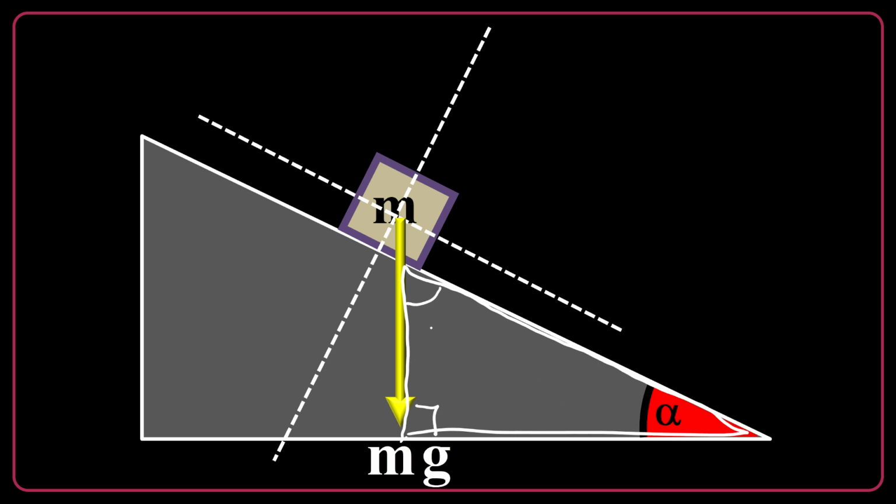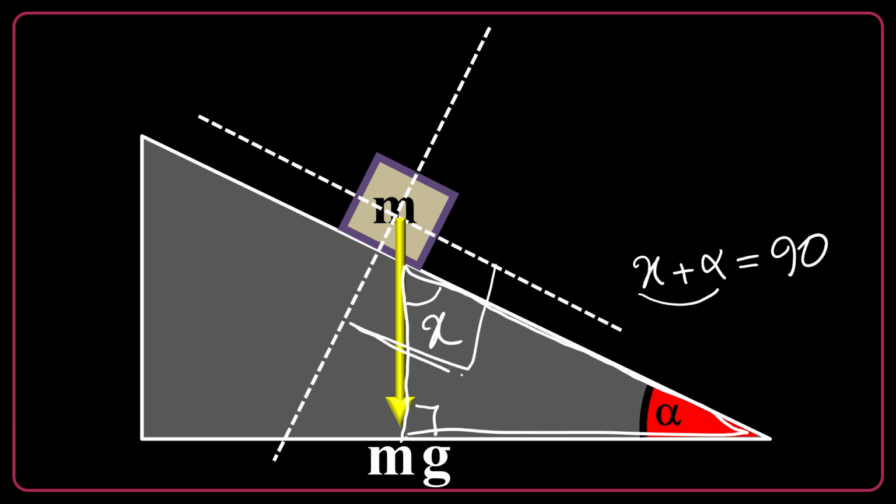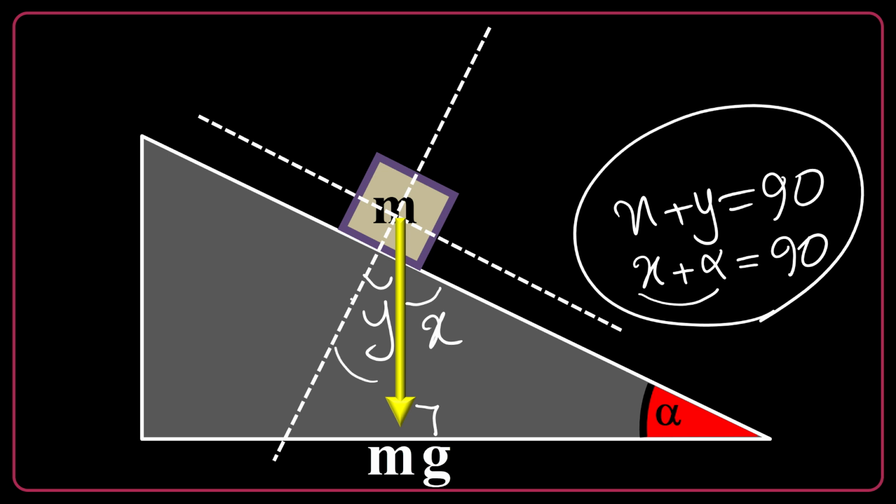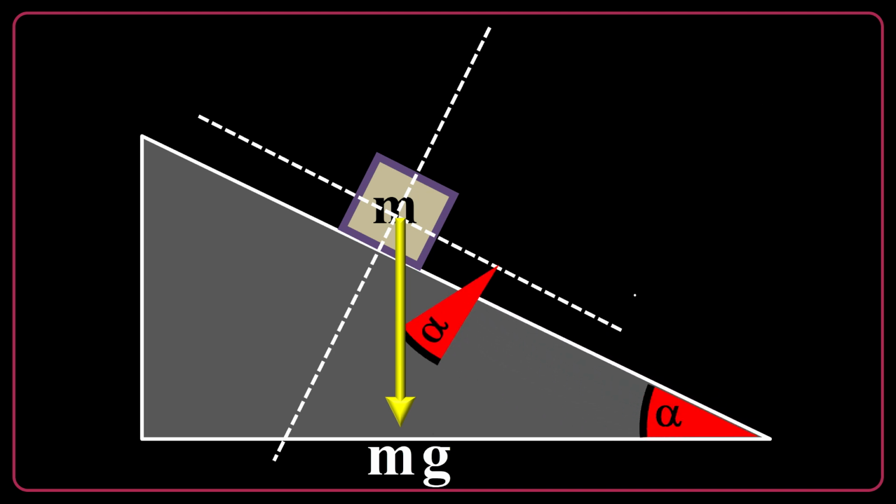So if I take this angle to be x, I believe that x plus alpha will be 90, okay? Because the total internal angles of a triangle will always add up to 180 degrees. So x plus alpha will be 90. On the other hand, this is really a right angle. So if I take it to be y, I believe that x plus y also will be 90. Here I see that y must be equal to alpha. So it's very good. I know that this is alpha.